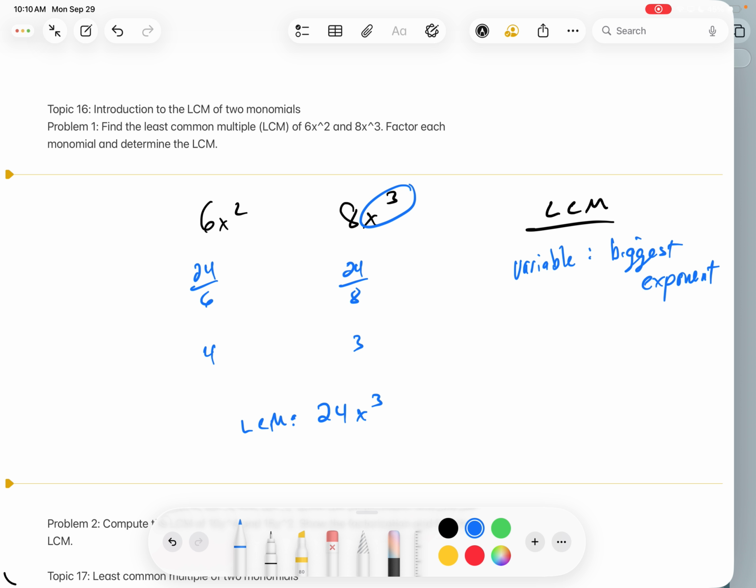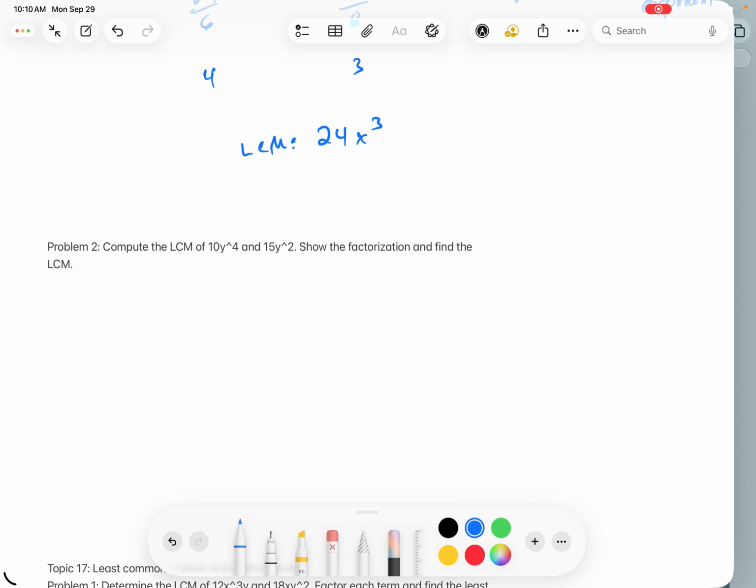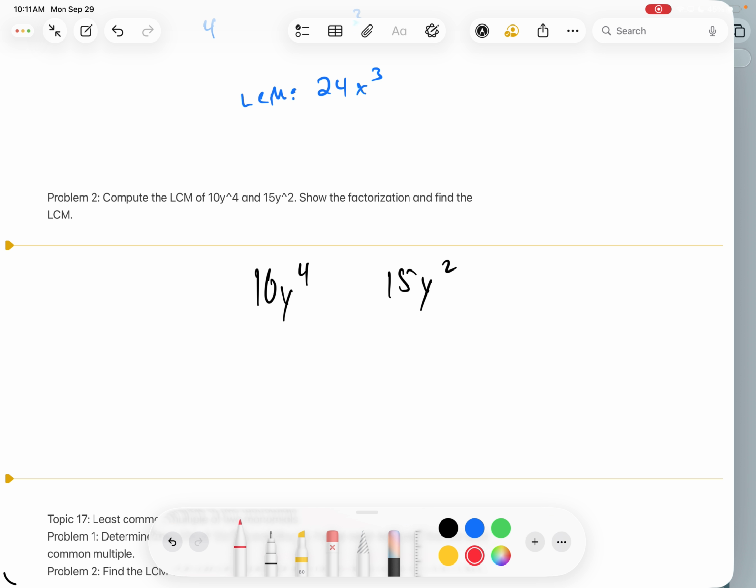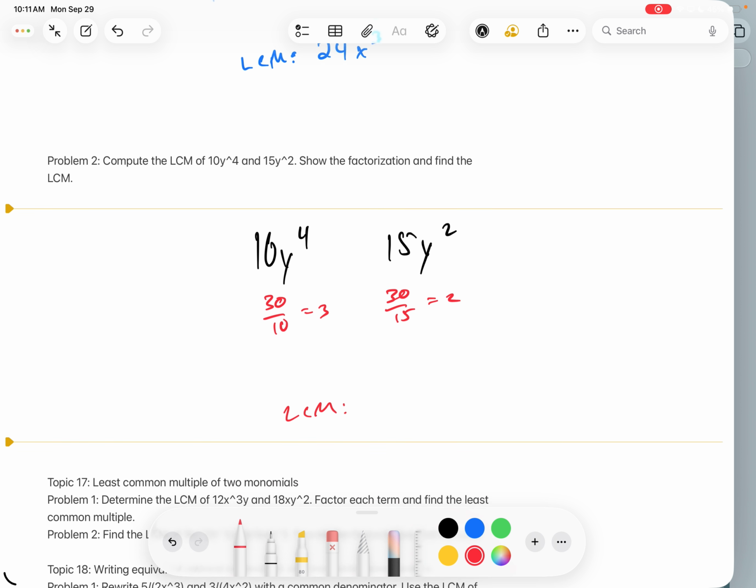We'll do this one just because. So 10y to the 4th and 15y squared. What's my number? What's the least common multiple? 10 and 15, what? 30. So again, you can check it by dividing both of them. 30 divided by both of them, that's 3, that's 2, so that's good.